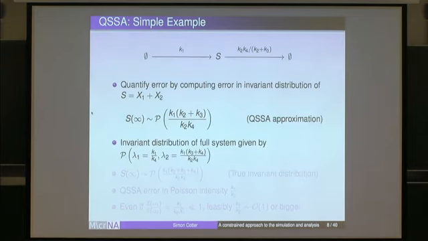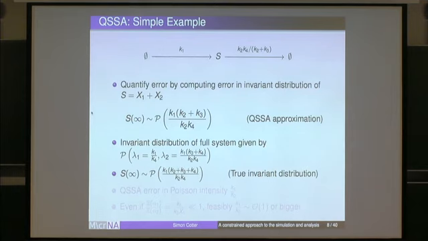This is a very simple system, so in fact we can find the invariant distribution of the full system very easily. It's a Poisson random variable with intensity k1 over k4 for x1 and intensity k1 times (k3 + k4) over k2 k4 for x2. So we can marginalize that now and compute what that distribution looks like for the slow variable s, and that gives us what the true invariant distribution of the slow variable should be. So it's a Poisson random variable given by this intensity here.